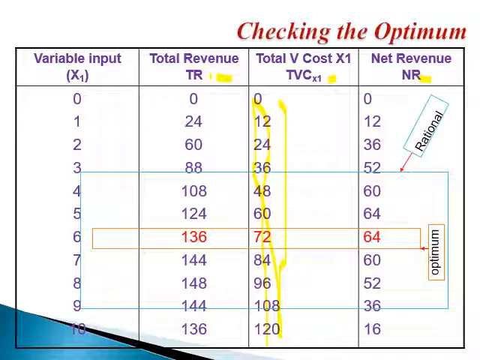Now subtract the total variable cost from total revenue. 0 minus 0 equals 0. 24 minus 12 equals 12. 60 minus 24 equals 36, and so on. This is the highest value that you got. Somebody will tell me, doctor, but this one is equally high. Why haven't I said that I should use 5 units only of X1 to maximize my net returns? And the answer is because 6 is where the rule applies.